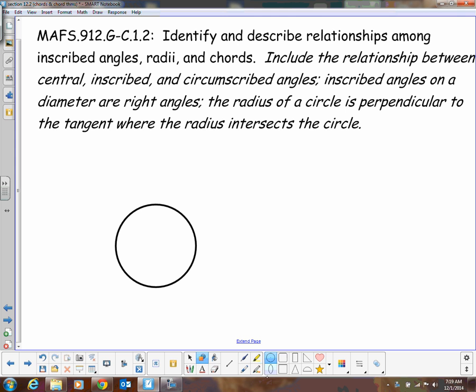So if I were to draw a circle, and I were to draw a radius of the circle, and I were to draw a tangent to the circle, what are you all supposed to know about this area right here? Perpendicular. When you see that, you must know perpendicular. Will I tell you? No, I will not. Okay? You need to know that.